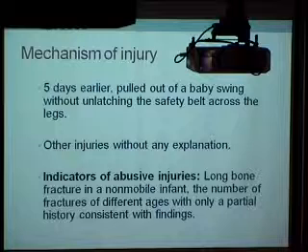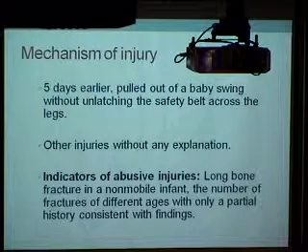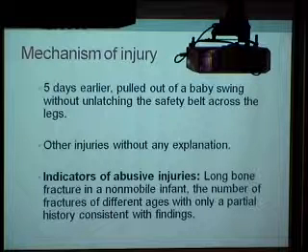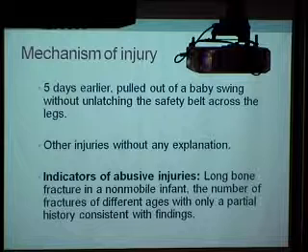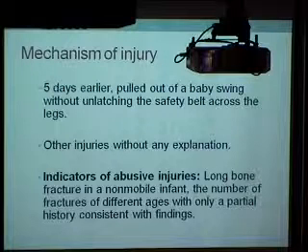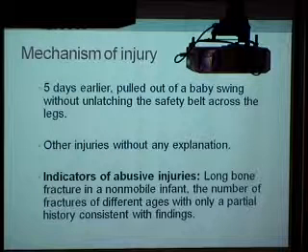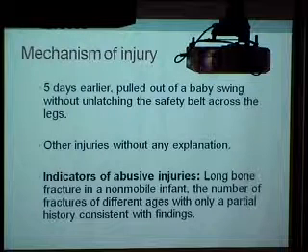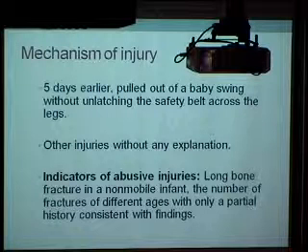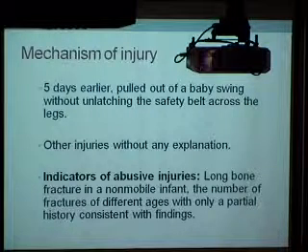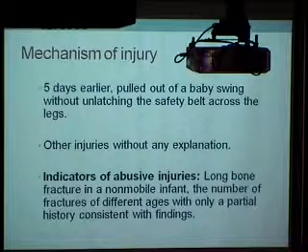And all of the other fractures didn't have any explanation. So we felt, yes, it does make sense. It couldn't have been a gentle removing of the baby from the swing, but it actually does make sense for how that fracture could have happened. So the indicators of abuse in this case: the long bone fracture of a non-mobile infant is concerning. The number of fractures with different ages are all very concerning, and only a partial history to explain one of these.